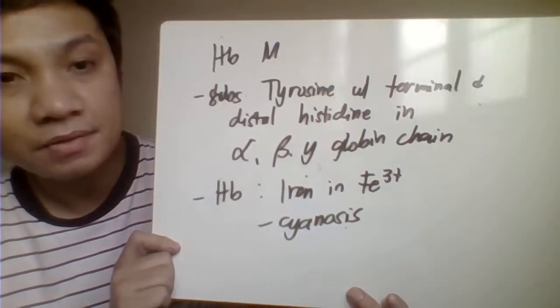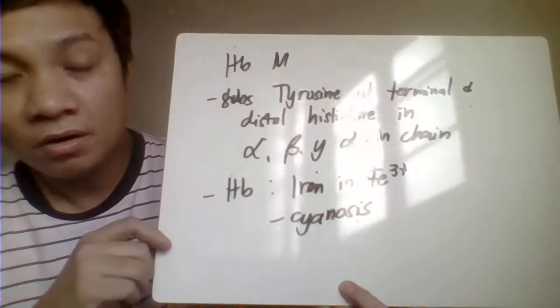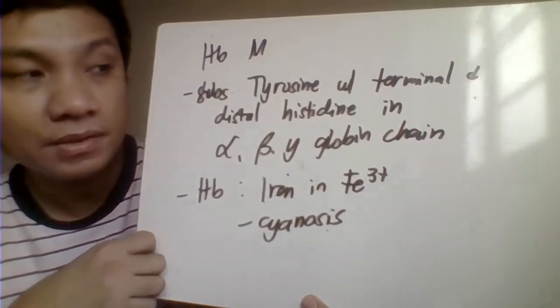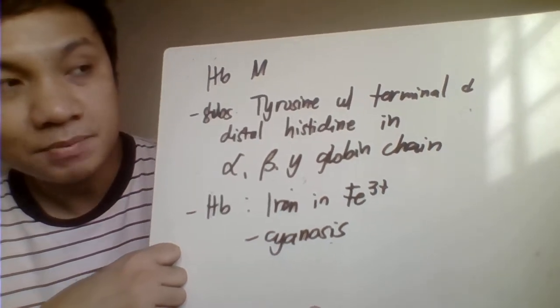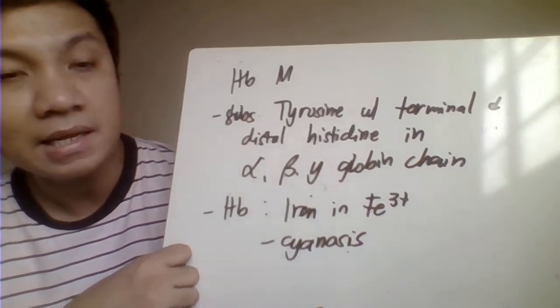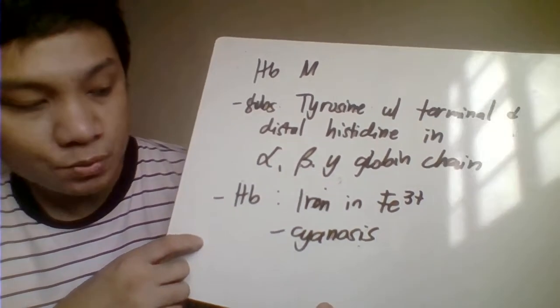So this one involves the substitution occurring here in your alpha, beta, gamma globin chain, characterized by the substitution of your tyrosine with the terminal and distal histidine residue.